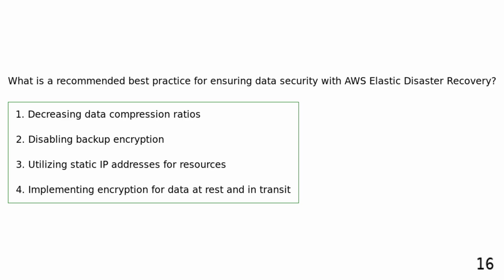What is a recommended best practice for ensuring data security with AWS Elastic Disaster Recovery? Decreasing data compression ratios. Disabling backup encryption. Utilizing static IP addresses for resources. Implementing encryption for data at rest and in transit.